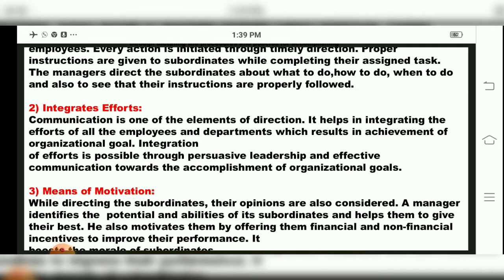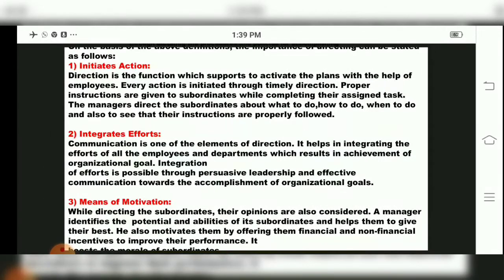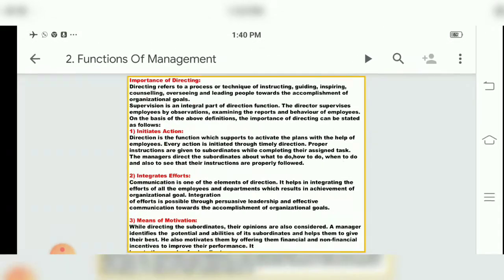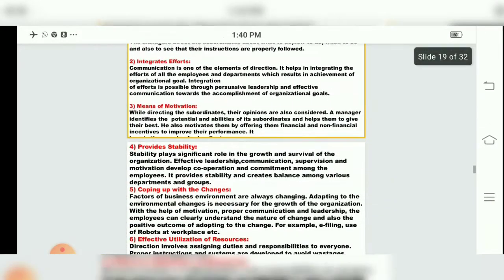So the performance will be very good if they communicate properly. Who? The manager and the employees. Non-financially as well as financially, they will improve their performance. Whatever ideas there are will be suggested in the meeting by the subordinates. So why will these things be done? To get whatever task is there done in a proper way.